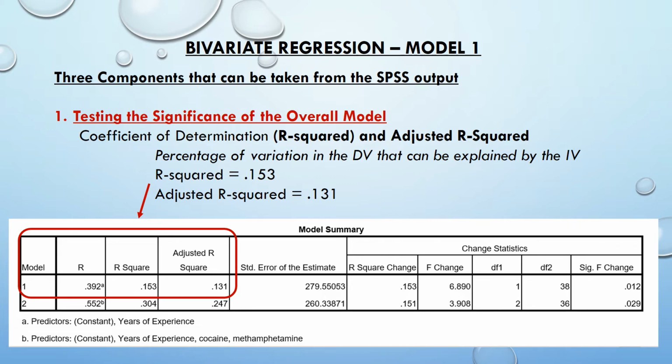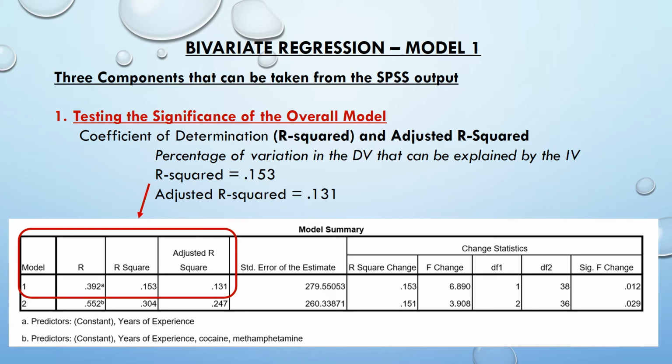Why are we explaining more of the variability? We are because we've introduced another factor into the model. We're not just taking into account how much years of experience influences money earned, but we're also taking into account the type of drug that the particular dealer is selling when we get to Model 2. So that's why we see those values go up.